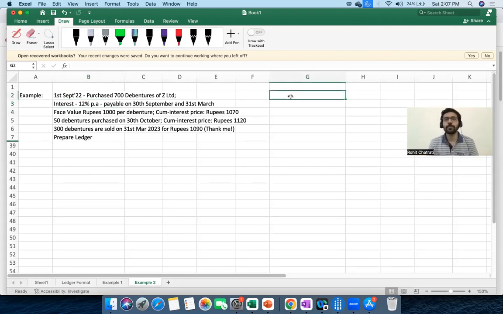Hi everyone, welcome back. In this session, let's continue our discussion on how to prepare a ledger account when I purchase an investment between two interest dates.